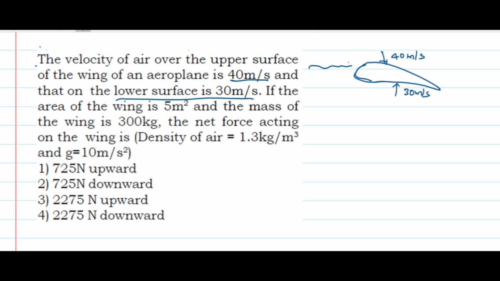So when the air is flowing here, it's going to create some pressure. Wherever there is higher velocity, it creates a lower pressure. Let us take this as P1, and wherever the velocity is lower, it creates a higher pressure, P2. Now the area of the wing is given as 5 meters square and the mass of the wing is given as 300 kg. They are asking for the net force acting on the wing.